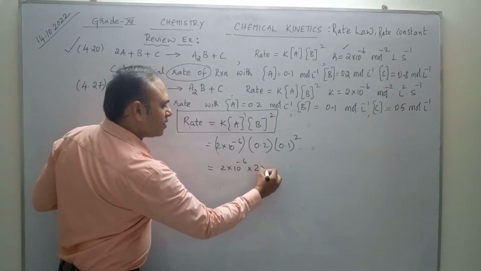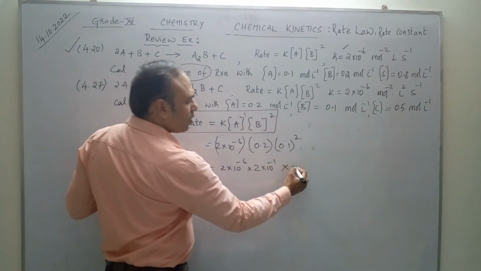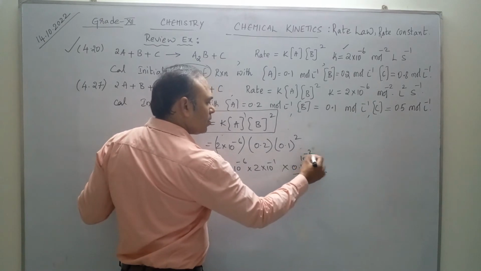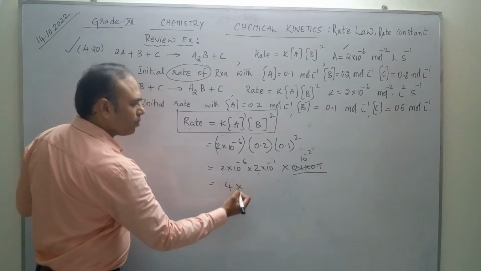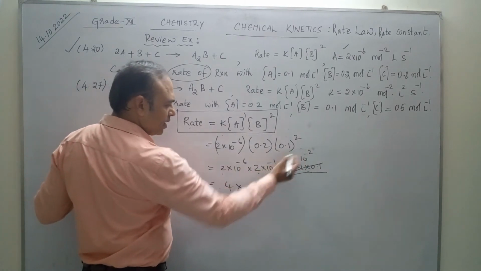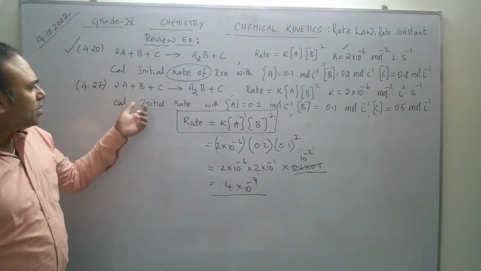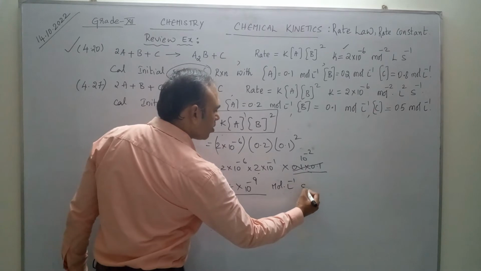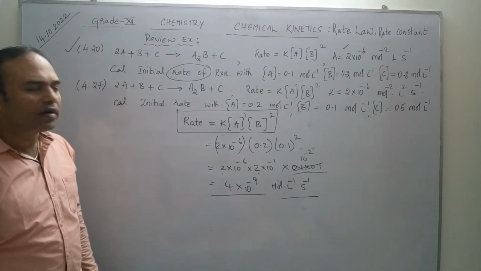This we can write as 10 to the power of minus 1 into 0.1 into 0.1. This whole thing will become 10 to the power of minus 2. 2 into 2, 4. Now minus 6, 7, 8, 9, so 10 to the power of minus 9. So what is the unit of rate here? Nothing but mole L to the power of minus 1 and S to the power of minus 1. So hope you have understood this.